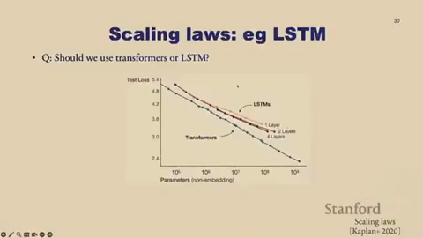For the LSTM, it's actually slightly less linear, but you could probably try to predict where you would end up. And clearly from this plot, you would see that transformers are better.